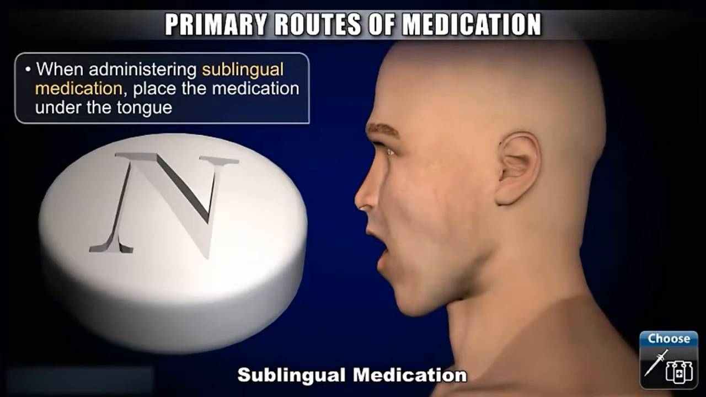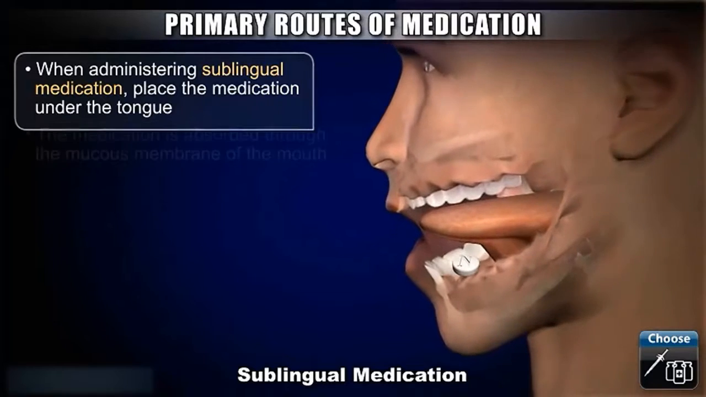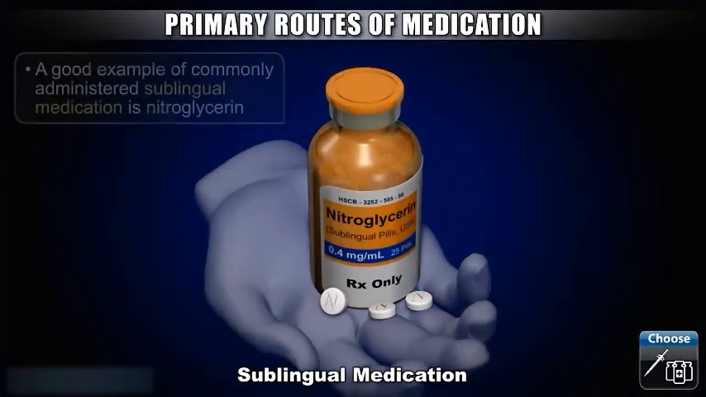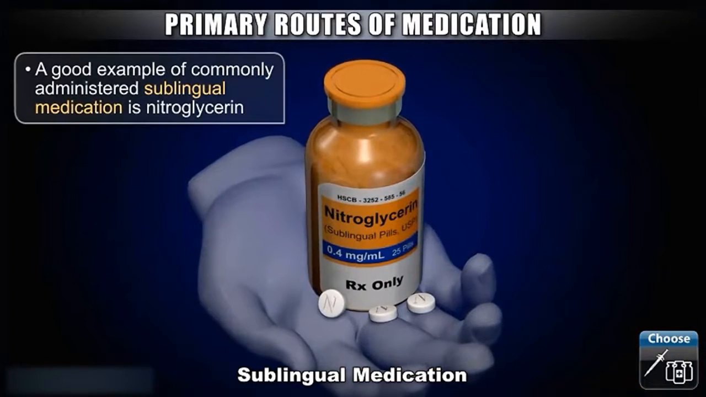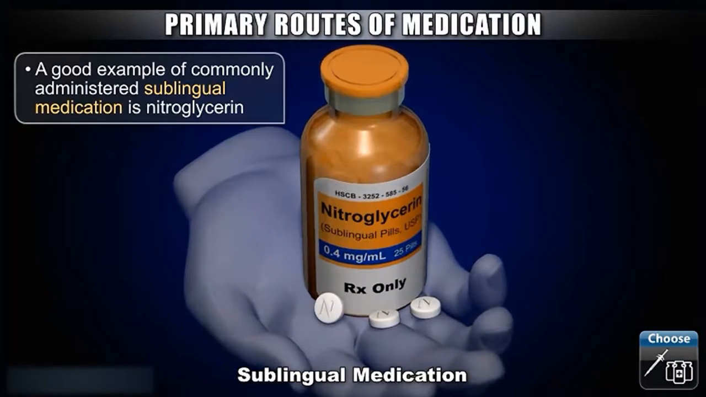When administering sublingual medication, place the medication under the tongue. The medication is absorbed through the mucous membranes of the mouth. A good example of sublingual medication is nitroglycerin.